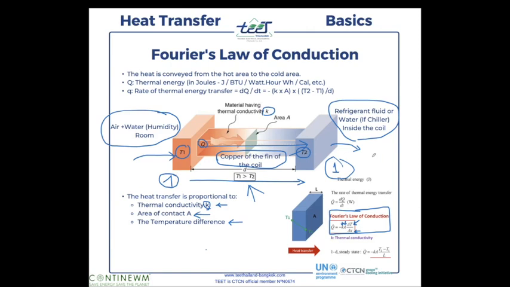If you have exactly the same temperature inside and outside, you have no transfer. But since we have a temperature difference, because the air of the room on this side is higher than the temperature of the refrigerant fluid, you have a gradient of temperature, so you have the heat transfer. So we remove the heat from the air and the humidity of the air to put it inside of the coil. So this is the evaporator coil.